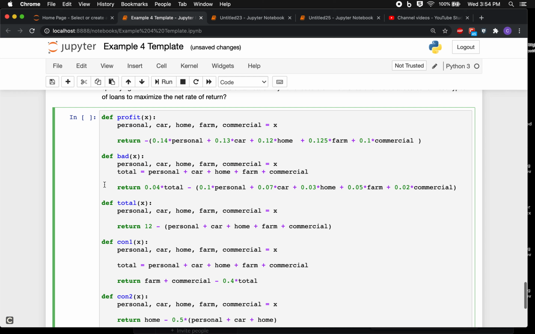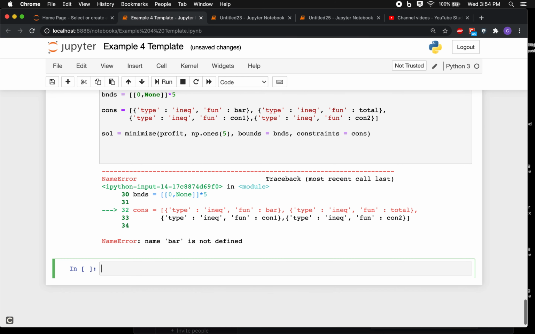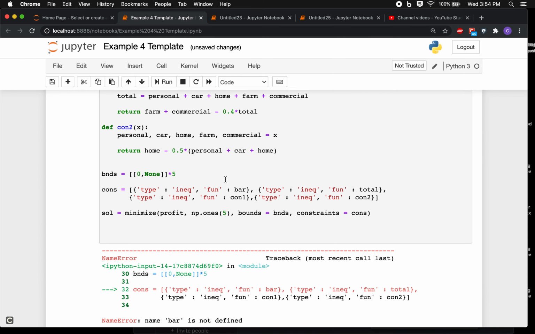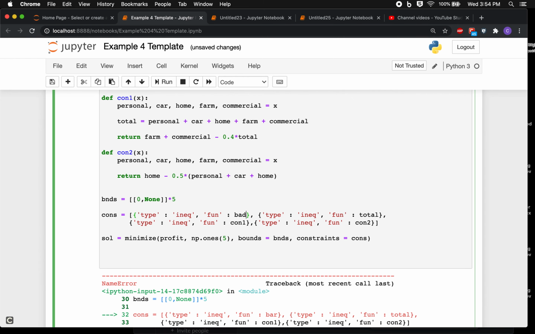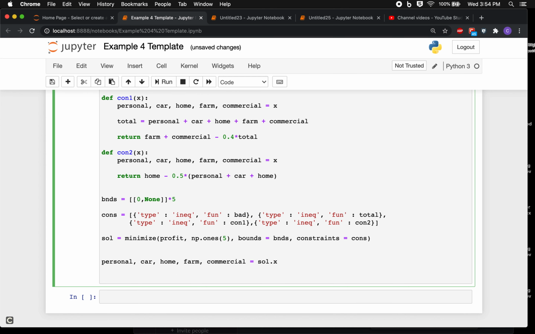Right, so I'm minimizing. Yeah, I got profit. That looks right. Let's see if this runs. All right, I got bar. Oh, that's bad. All right, let's see if this runs. All right, so it ran. So again, I'm just going to unpack everything. So I got personal, farm, and X, and so that's sol.x. And then I can do personal.